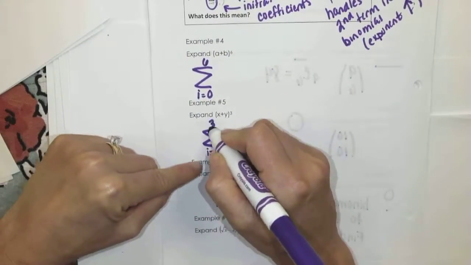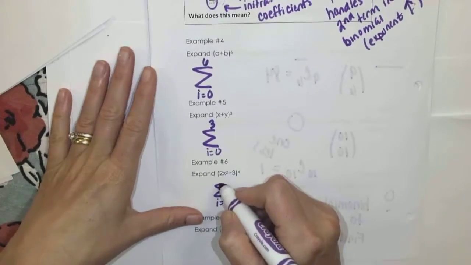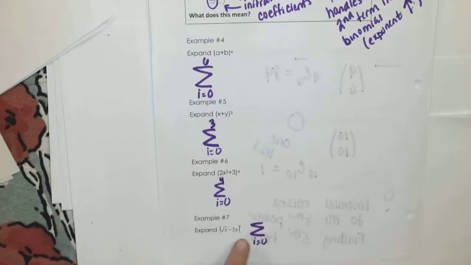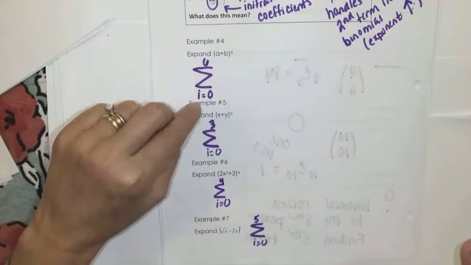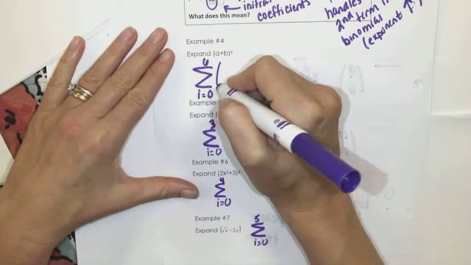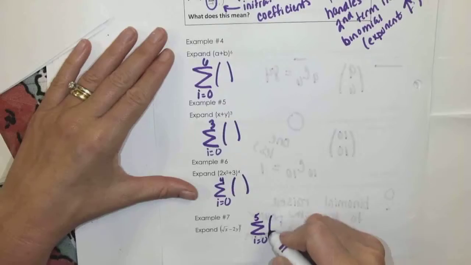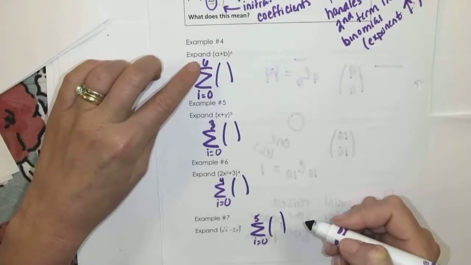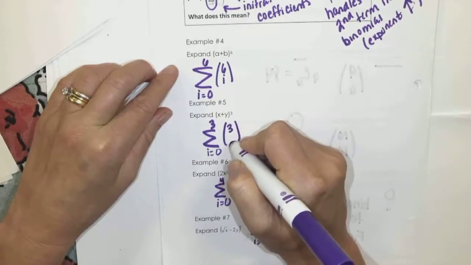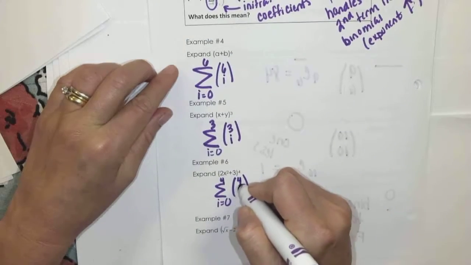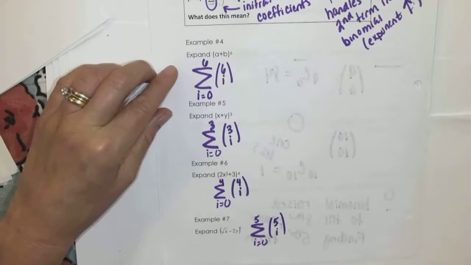This one will be a 3. From 0 to 3, there would be 4 terms when you expand. This one, 0 to 4, and this one, 0 to 5. That is always the same. Sigma, exponent on top, I equals 0 on the bottom. Next part is combination, which we don't write as C. There's just another funky way of doing this. You put the exponent at top and the I on the bottom.